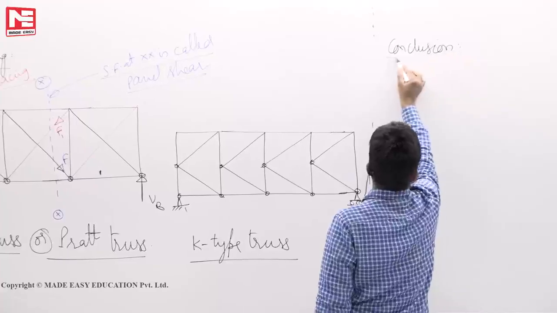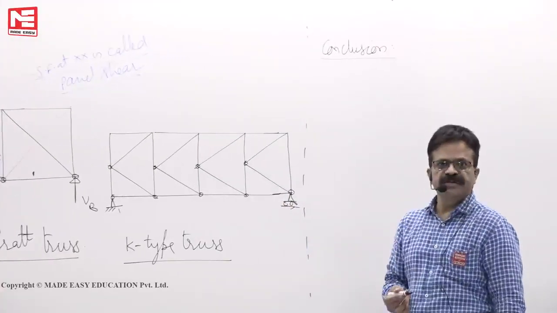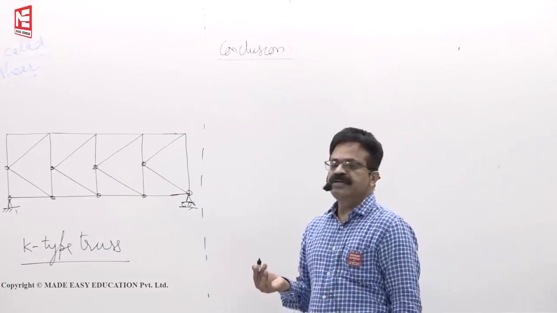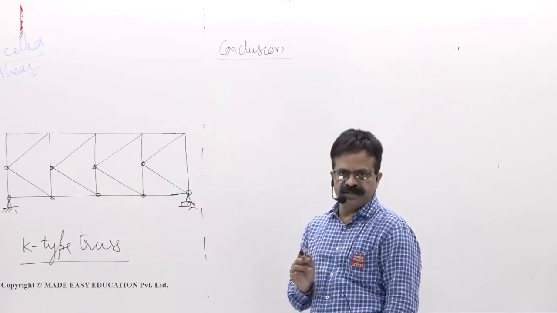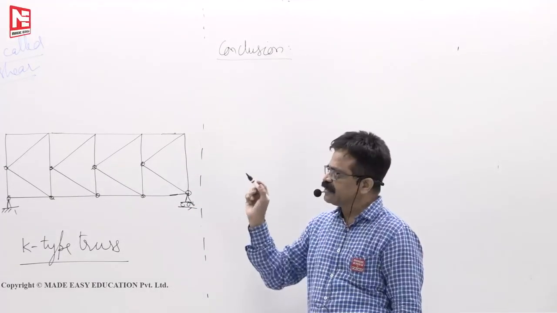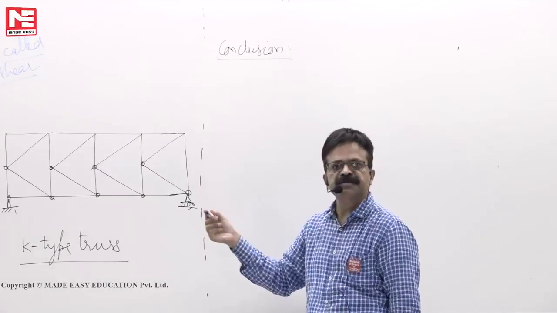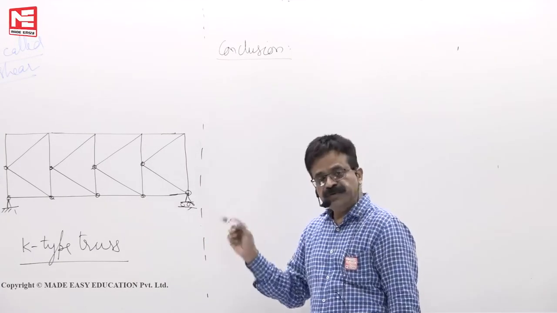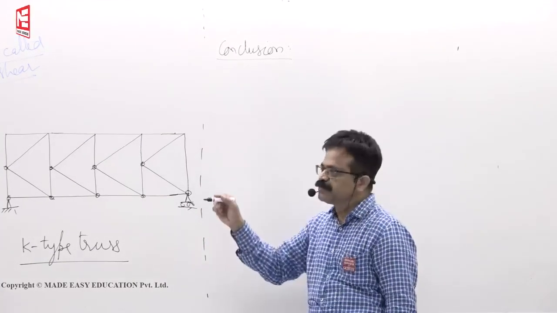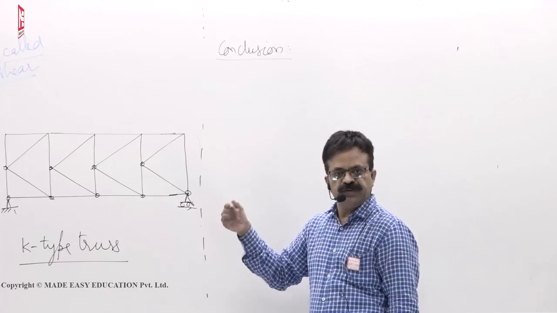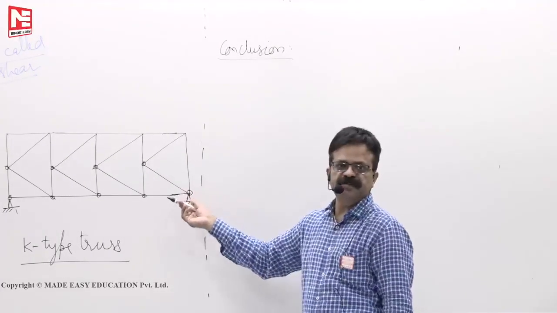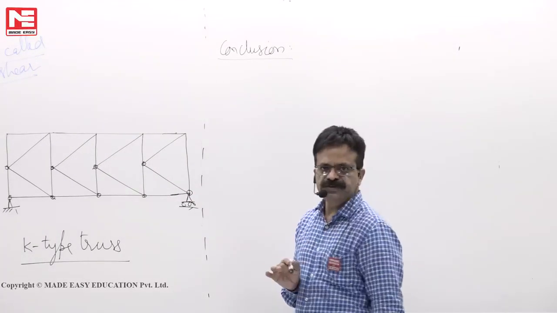Especially this type of things will be useful in our interviews. If they ask you what is the disadvantage of the Pratt truss, you should be able to tell that the disadvantage is that diagonals may buckle. To overcome that disadvantage, you have to use the counter bracing. If you don't want to use counter bracing, use K type trusses. This is the explanation we should give.